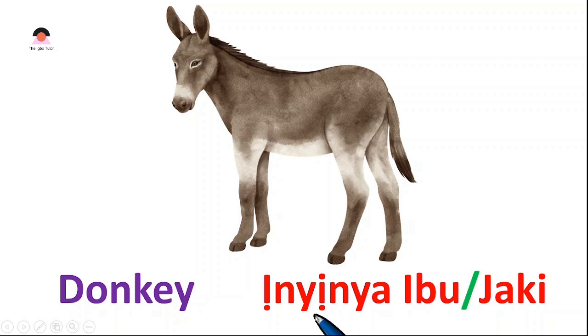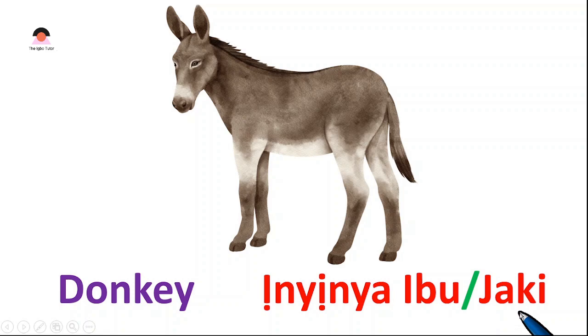Number three animal is donkey. Donkey is called inyinya ibu or jaki, as the case may be. Inyinya means horse. Ibu means load, or burden. So inyinya ibu is the beast of burden or load carrying horse. Inyinya ibu or jaki for short. We'll move on from here.